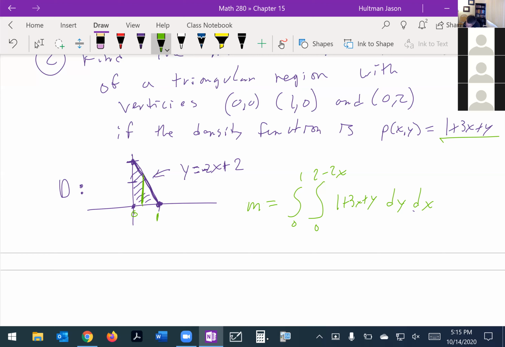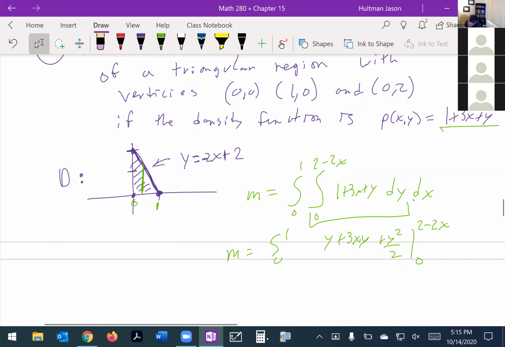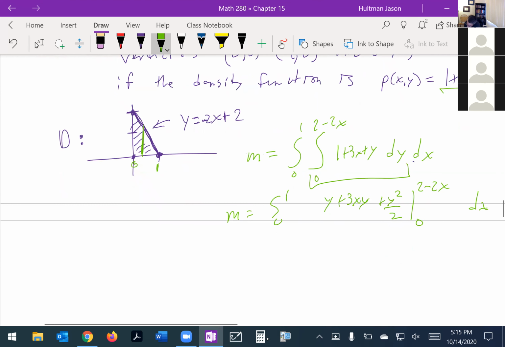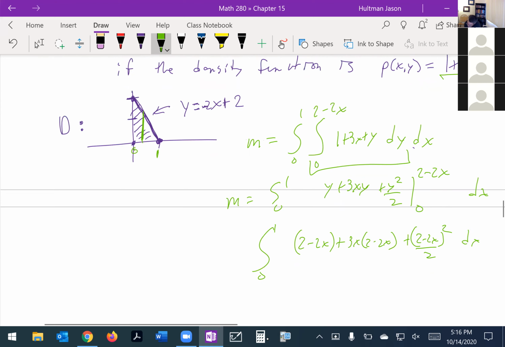So what's the mass? The mass is going to be the integral from 0 to 1 of, let's integrate this thing with respect to y. So this is going to be y plus 3xy plus y squared over 2, from 0 to 2 minus 2x, and then 0 to 1 dx. So this is going to be 2 minus 2x plus 3x times 2 minus 2x plus 2 minus 2x squared over 2. Integrate that from 0 to 1 dx.